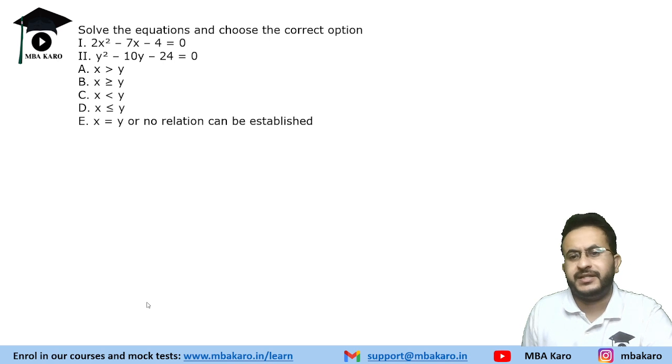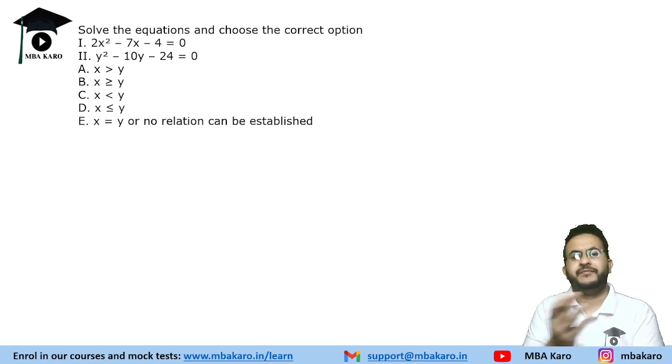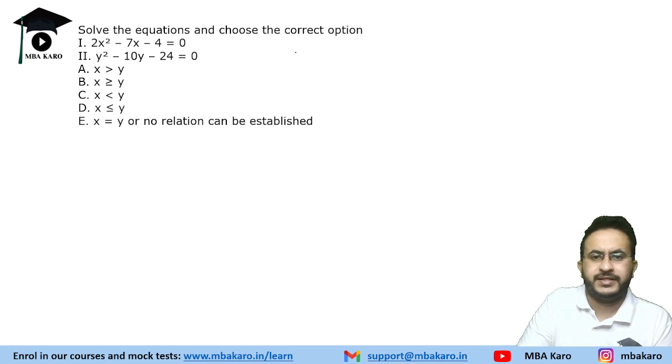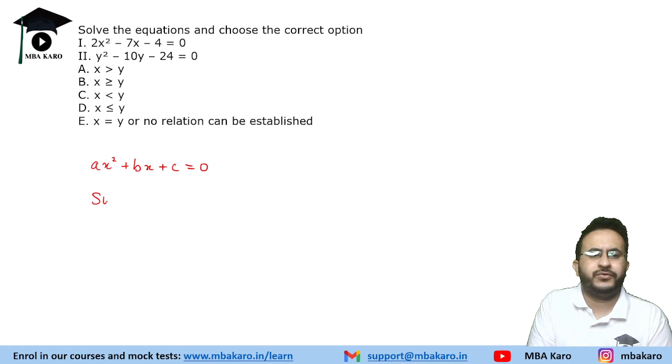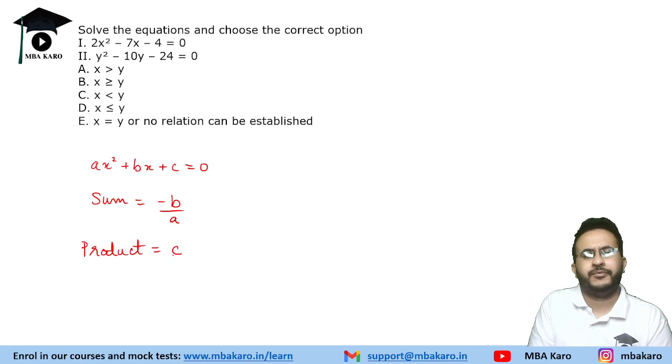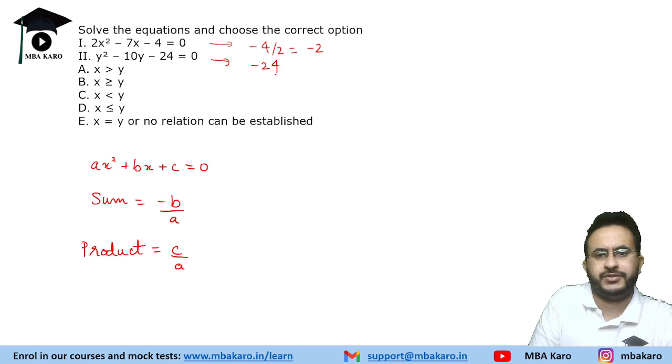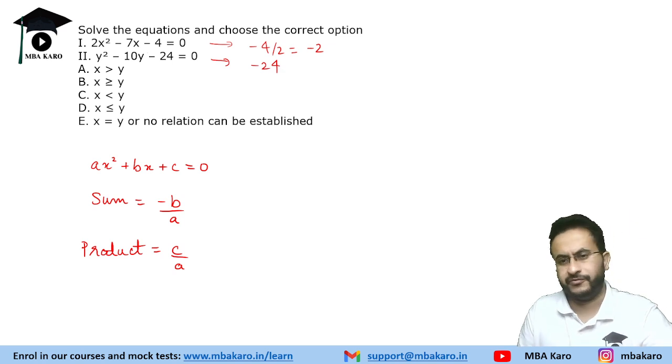Now I'll tell you one interesting thing about quadratic equations. This is a standard type which you can solve without doing anything. For a quadratic equation of the format ax square plus bx plus c equals 0, the sum of the roots is given by minus b upon a, and the product is given by c upon a. Now if you see, the product of the roots here will be minus 4 by 2, that is minus 2, and here the product of the roots is minus 24. Okay, so that is the product of the roots.